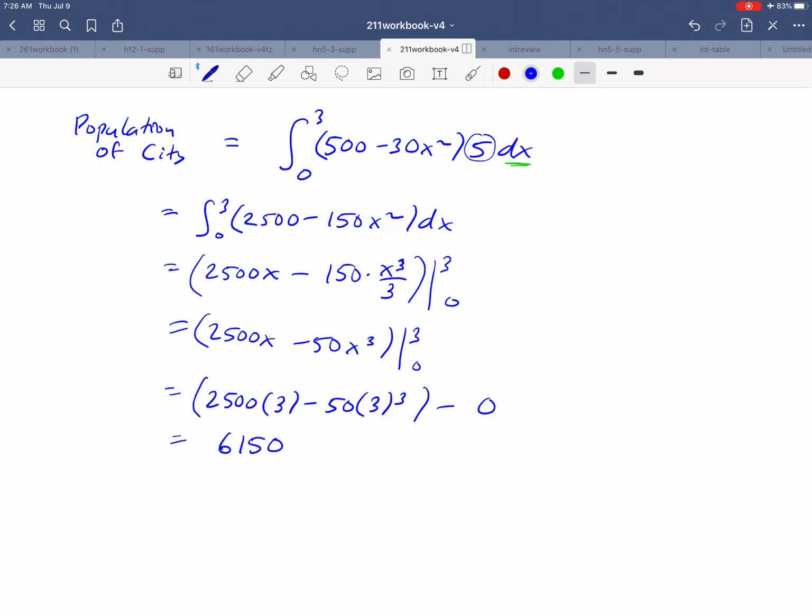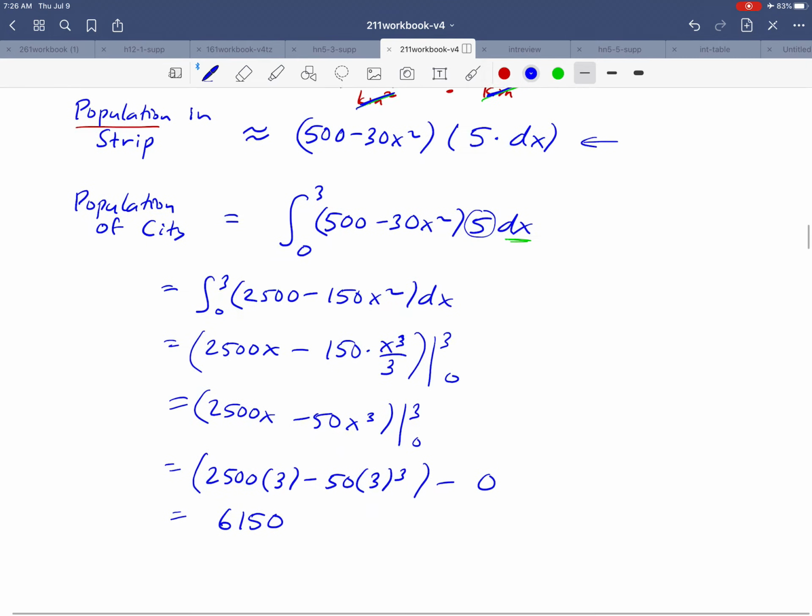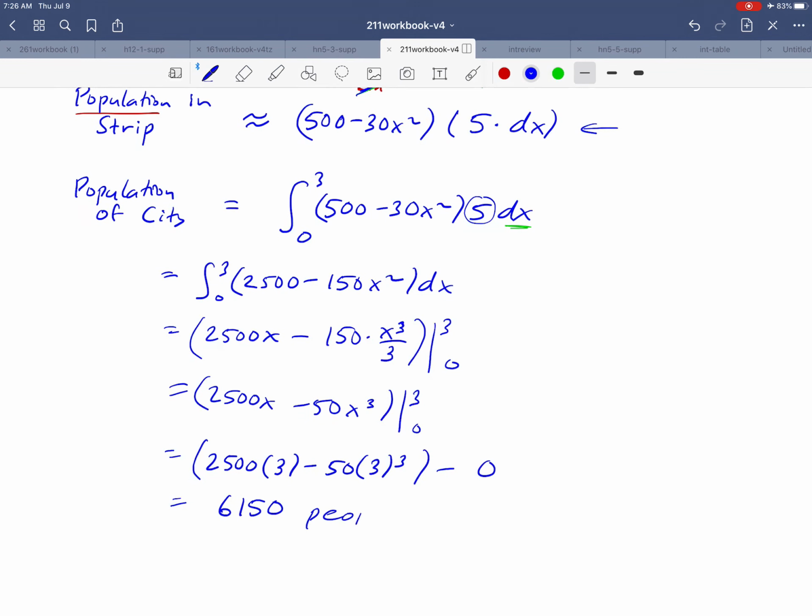And what should the units on the answer be that we got there? Okay, well, we kind of already figured out our units up here. Noticing that the kilometer squared canceled, we're going to get units of people, okay, which makes sense because we're measuring a population here. Okay, so we have figured out that there are 6,150 people in this city.